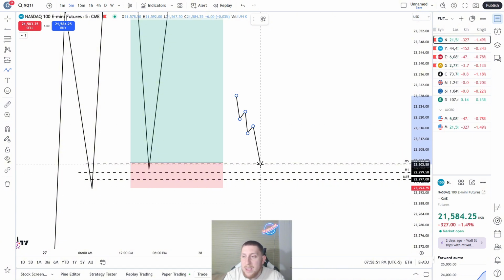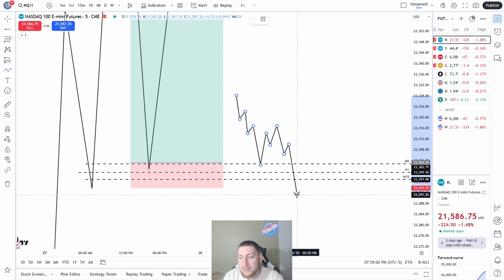Or let's say it comes into that M5. It actually gives us a nice little bounce. We start going up. Then it's working its way down. Now we have nothing else stopping price. So where's it going to go? Most likely to stop loss.